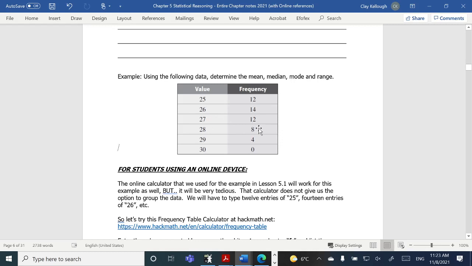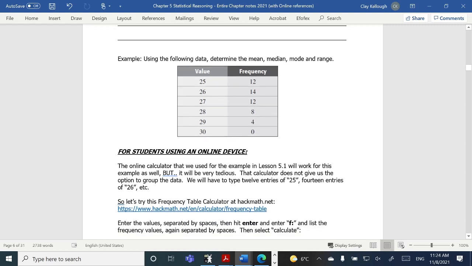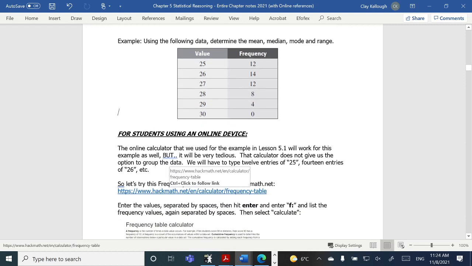Sitting there calculating the mean and even the median with your calculator, you'd have to line these up and write down 25 12 times, then write down 14 26s. This would take a long time. So that's why we're using technology to do it. We're going to use, again, hackmath.net.